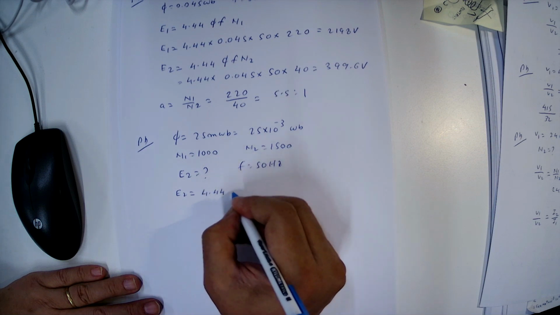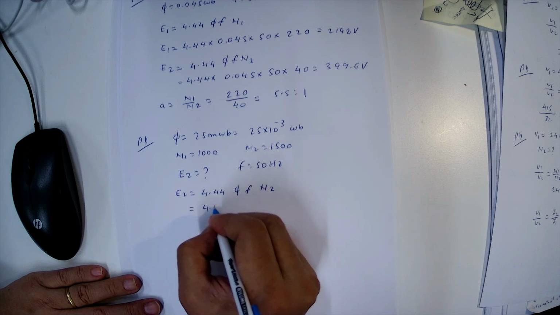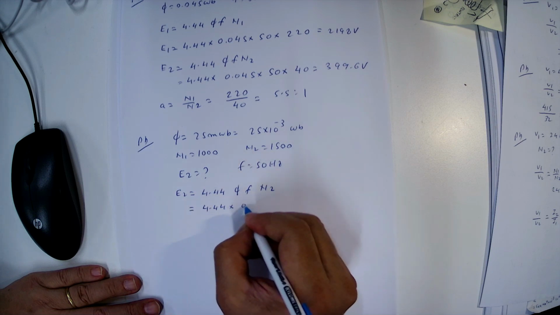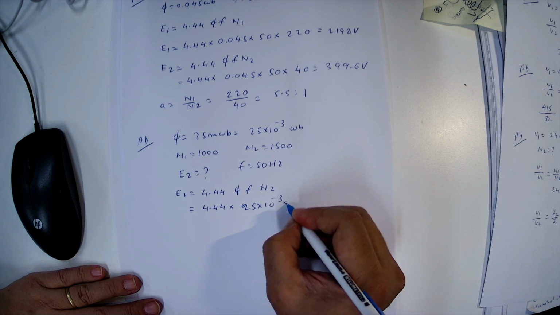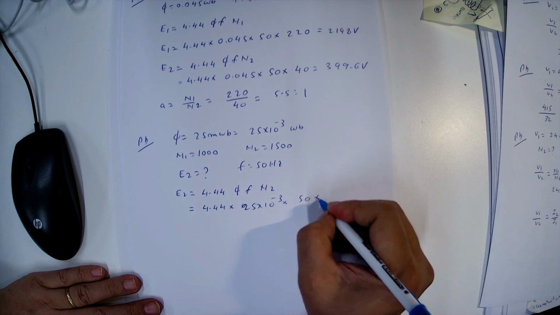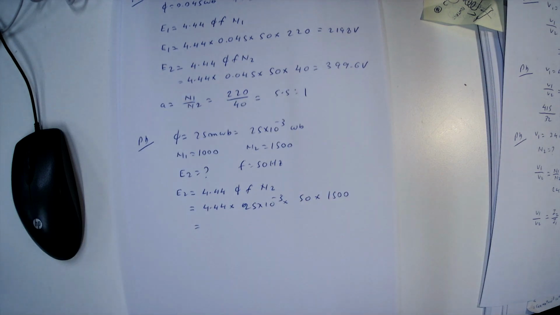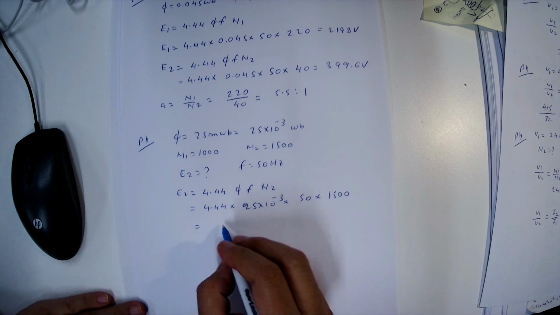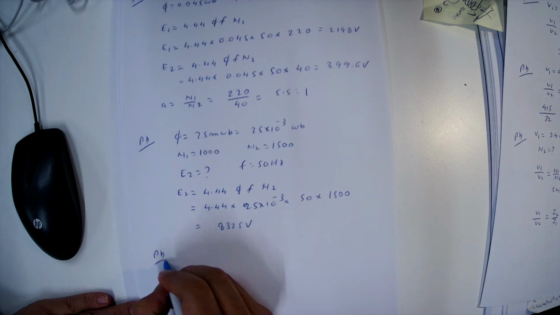4.44 phi F N2. So phi is 0.25 × 10^-3 Weber, F is 50, N2 is 1500. Then we can calculate E2. E2 needs to be calculated. So here we got E2 is 83.254. This is E2.